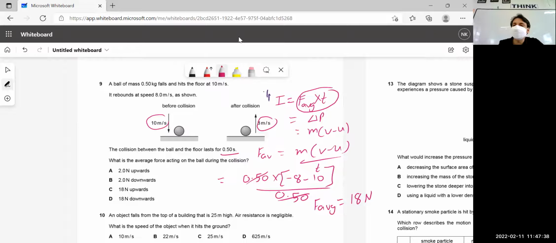As for the direction of this force, the ball hit the surface and the question states the average force acting on the ball. So the ground will also exert a force. The ball is exerting a force on the ground in the downward direction. But the question is, what is the average force acting on the ball? So the average force acting on the ball by the floor will be in the upward direction. So our answer will be 18 Newton upward.